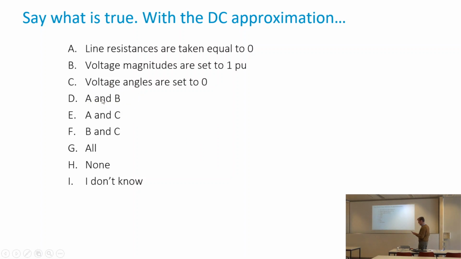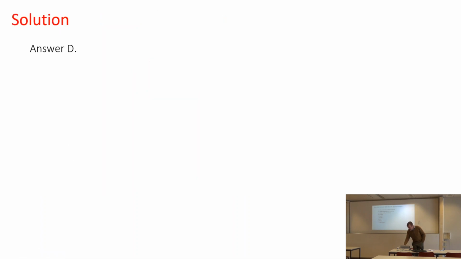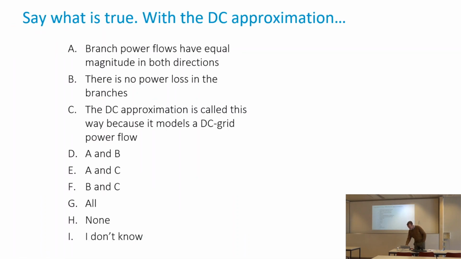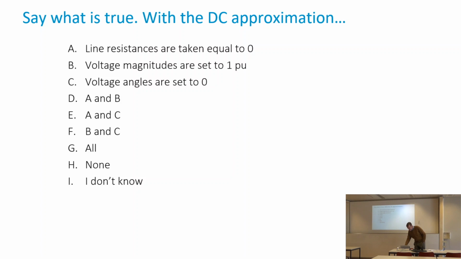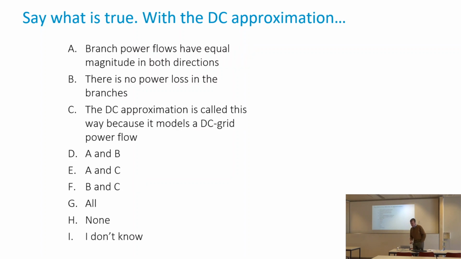By a short distance, D is winning, which is the correct answer. So the line resistances are taken to 0. The voltage magnitudes are set to 1. This is correct. Of course, the voltage angles are not set to 0, otherwise there would be no variable. So the answer is D.